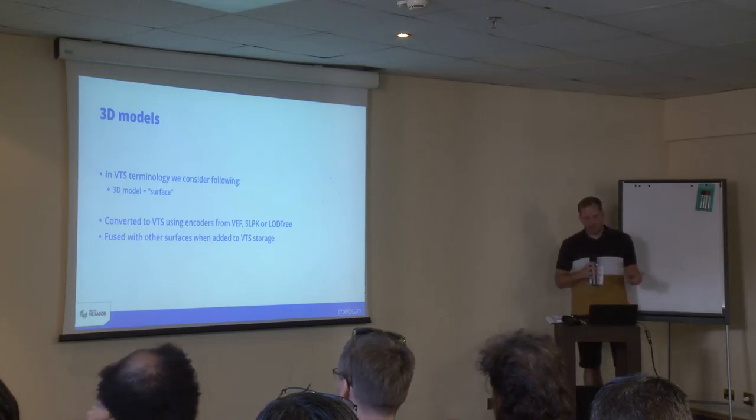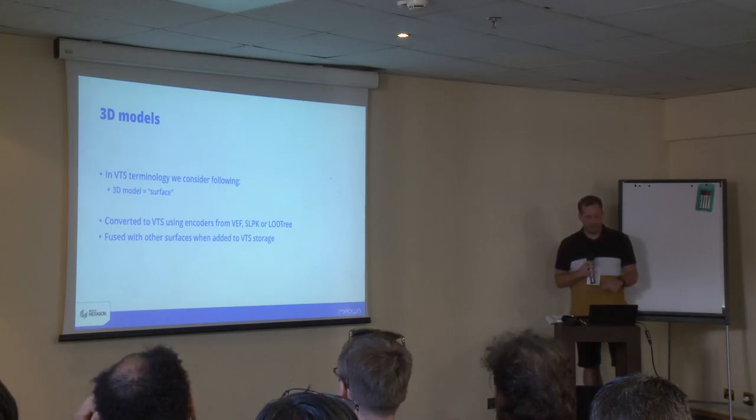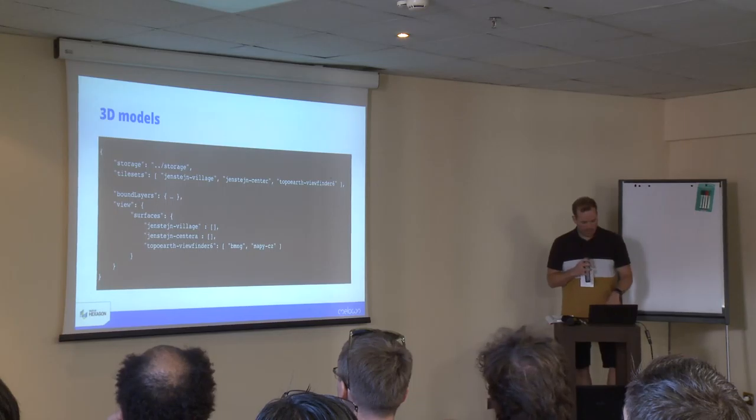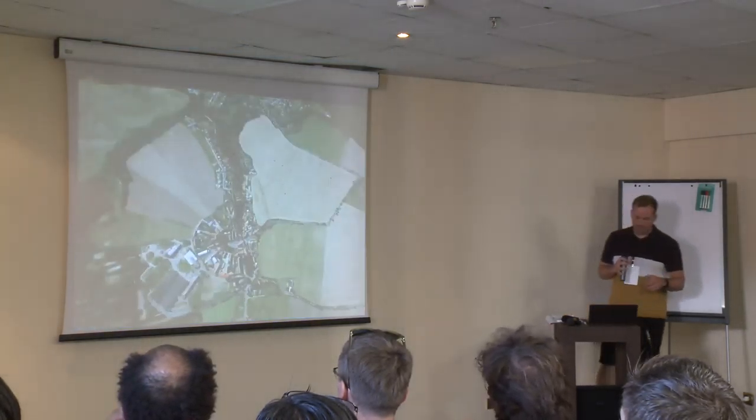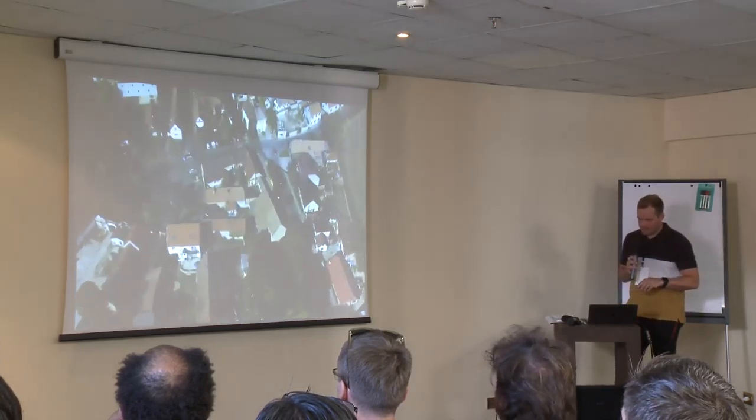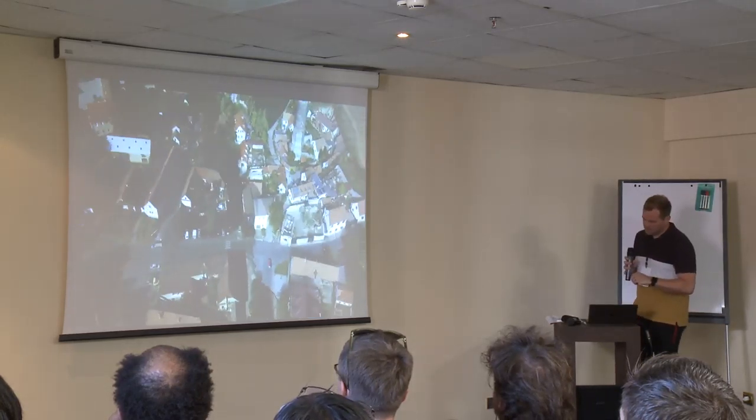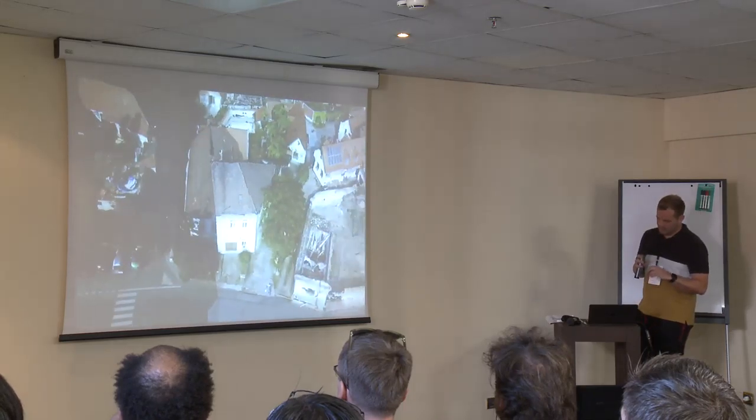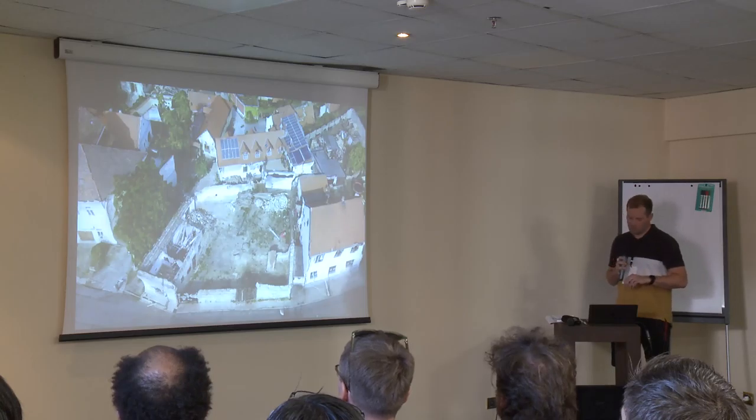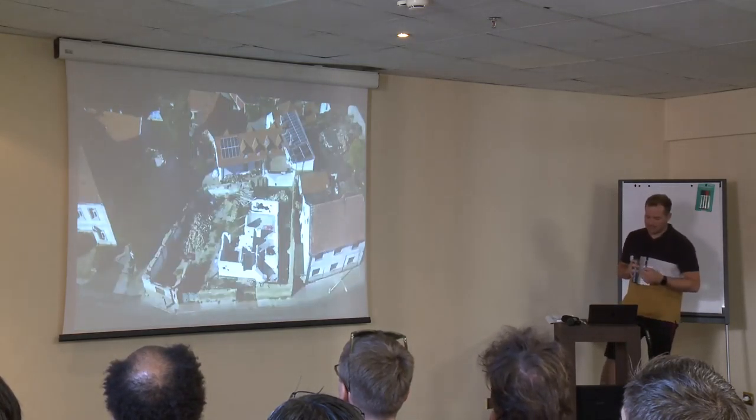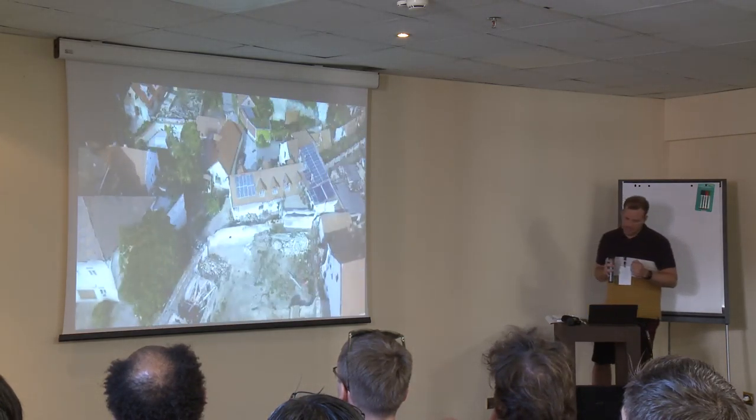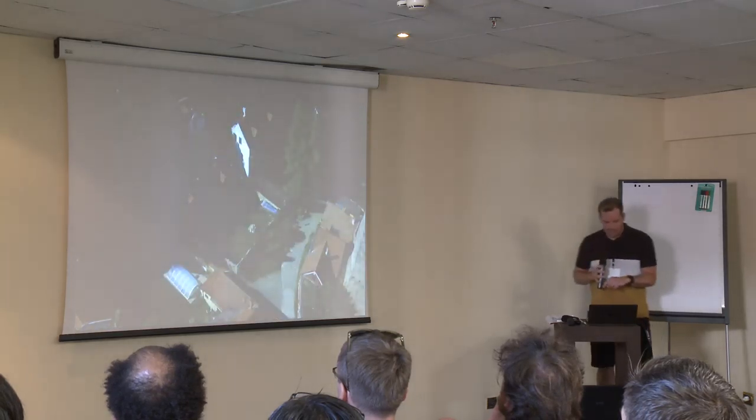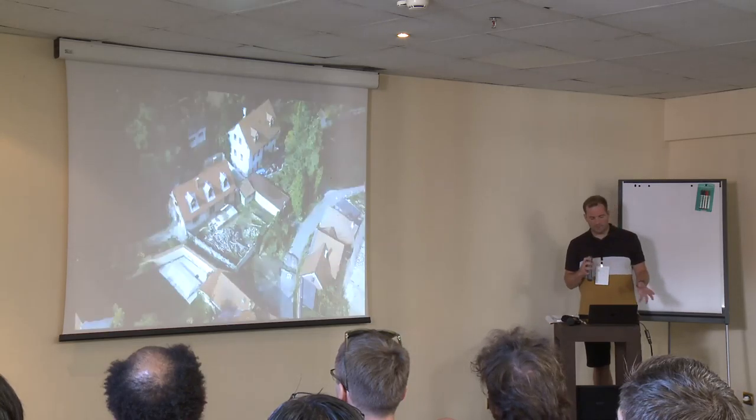3D models are fused with other surfaces when they are added to the VTS storage. Again, there is an example of configuration. It's not important, but here you can see the boundary between different data sets. The light part is the city center 3D data set. The darker part is the whole city with slightly lower resolution. You can see that everything is very well fused together. And the beauty of VTS is that you have fused data from the server, but you are still able to work with each data set independently. Like here, where you can turn one of the 3D models off and on.